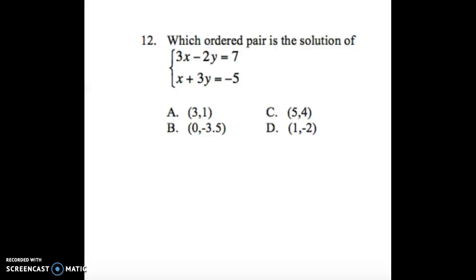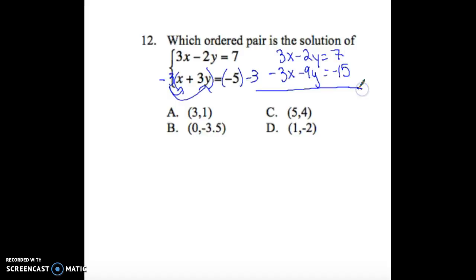What ordered pair is the solution? I took this and I solved it by elimination. So I multiplied the bottom equation by -3 to get rid of my x's, and I had positive 3x minus 2y equals 7, negative 3x minus 9y equals negative 15. So now I went ahead and I added them. So you get negative 11y, and the right side ends up being positive 15 because the negative turns negative. Negative 11y equals positive 22. Divide by negative 11, and you get y equals negative 2.